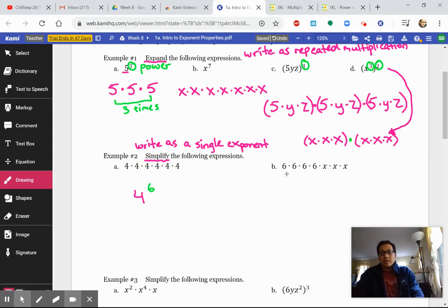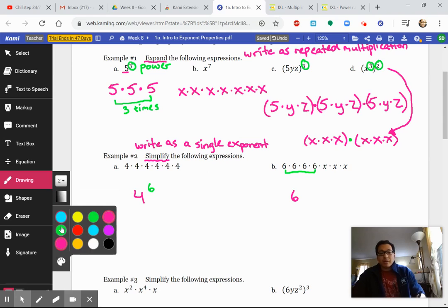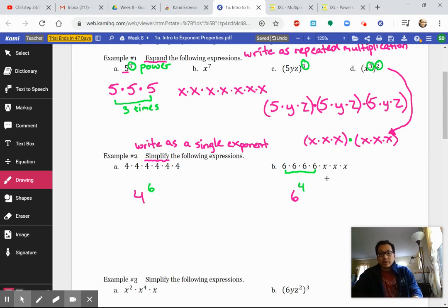How about this one? How could we rewrite 6 times 6 times 6 times 6 times x times x times x? Now these aren't the same, right? 6 and x are two different bases. But we could rewrite these 6's as what exponent? We could write that as 6 to the power of 4, right? Now 6 is the base. It's easy to get the bases confused with the power sometimes.